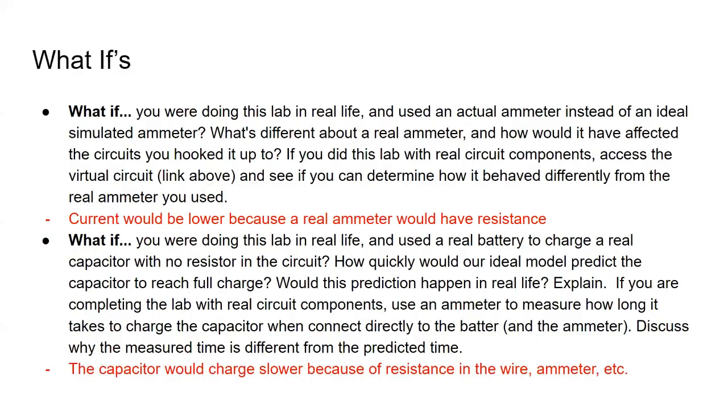And then for our what-ifs: if I were doing this lab in real life and used an actual ammeter instead of an ideal ammeter, the current would be lower because the ammeter and wires, and essentially everything that in this lab ideally had no resistance, would have resistance. And the same for the second what-if: if you were doing this lab in real life and used a real battery to charge a real capacitor with no resistor in the circuit, the capacitor would charge slower because there is resistance in the wire, ammeter, etc.